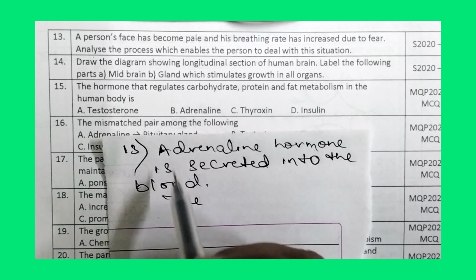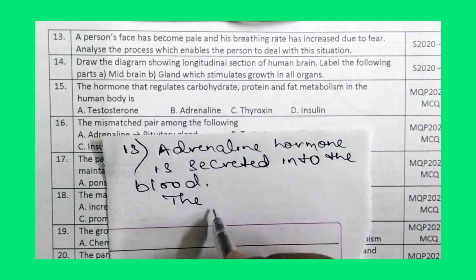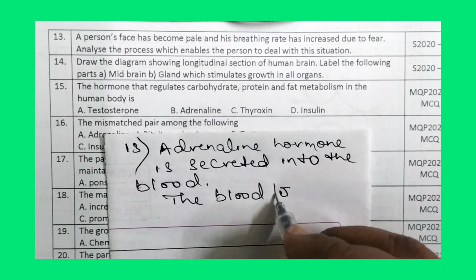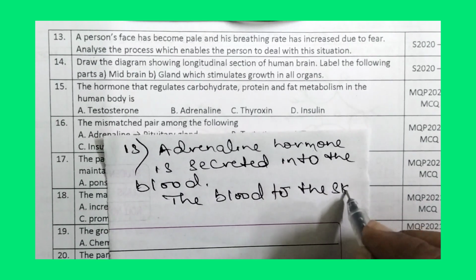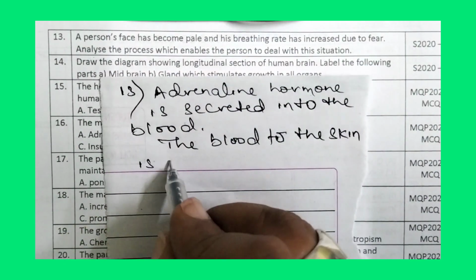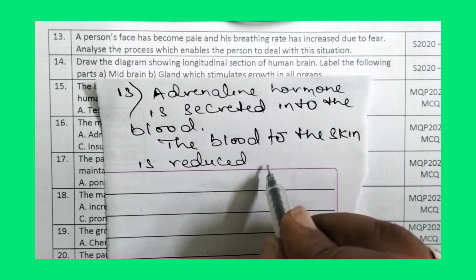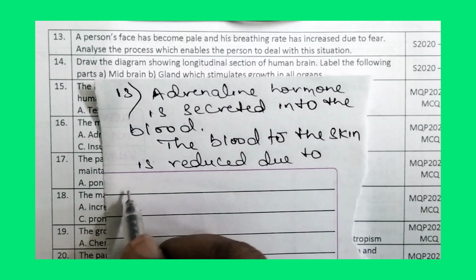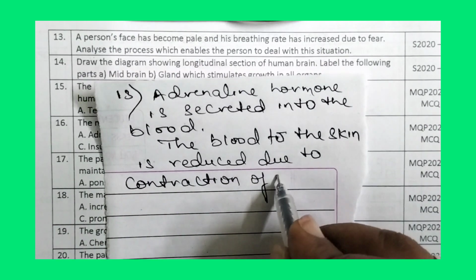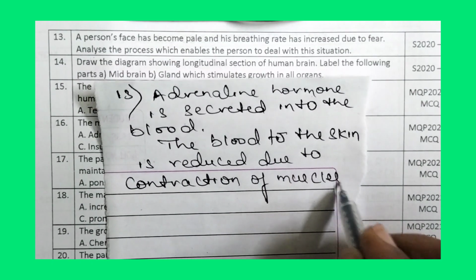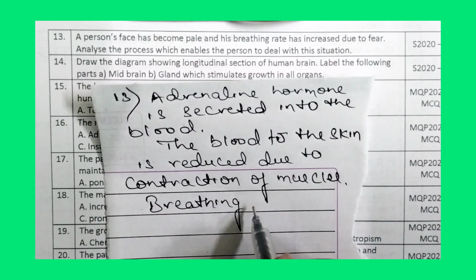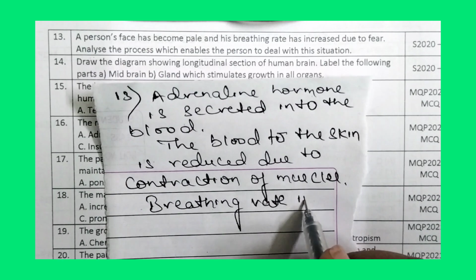Next, first, his face becomes pale because the blood supply to the skin is reduced due to contraction of muscles. Second, breathing rate increases.